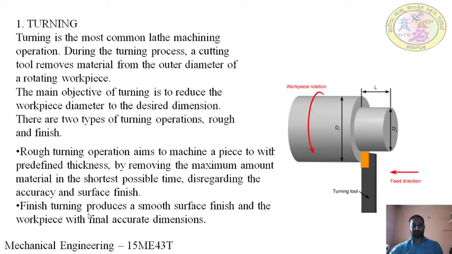In case of finish turning, a smooth surface finish is obtained and the workpiece with the final accurate dimension is obtained. In finish turning, a small amount of material is removed from the surface over a longer time in order to obtain accurate dimensioning and good surface finish.